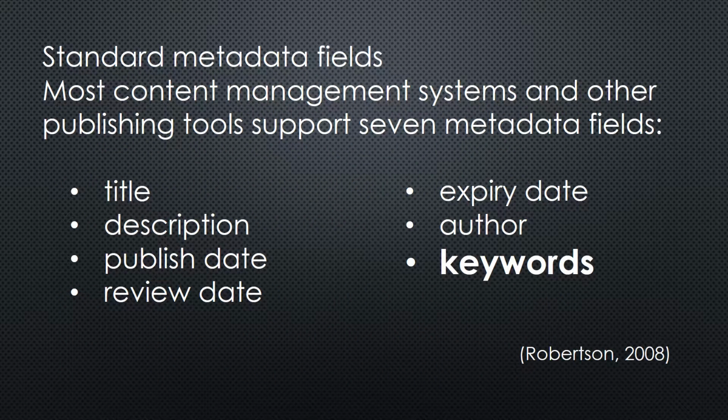And so standard fields of metadata come down to about 7, and they're title, description, publish date, review date, expiry date, author, and keywords. And you see we've bolded keywords because that's something that the user might be more inclined to use than some of this other information. And again, you can see how the description of the content or the publish date is really information about the information being presented, which is really what metadata comes back to being.